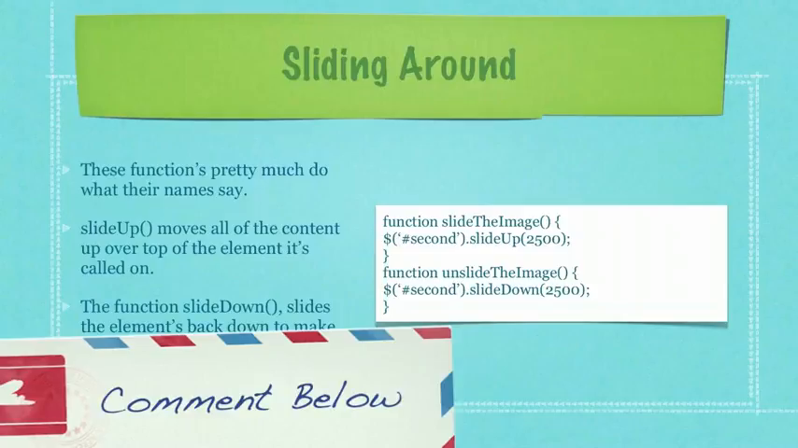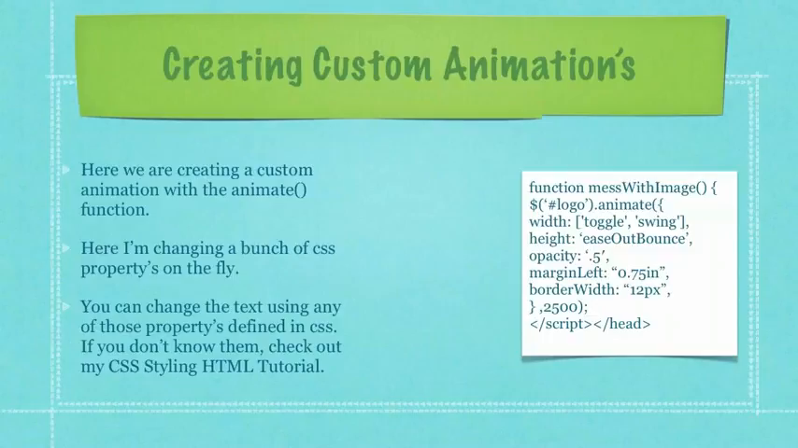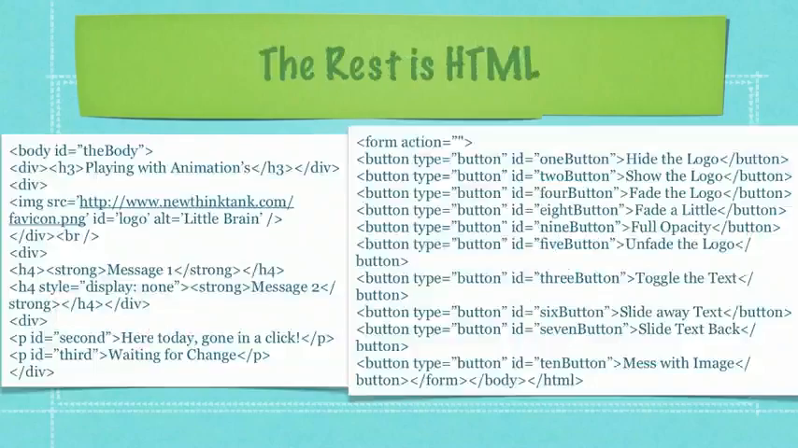slideUp moves all of the content up over the element that it is called on, and the function slideDown slides the elements back down to make room for the element slideDown was called on. Here we're creating a custom animation with the animate function. Here I'm changing a bunch of CSS properties on the fly. You can change the text using any of those properties defined in CSS. And if you don't know them, check out my CSS styling HTML tutorial. And you can see here the rest of the HTML code that goes into creating this animation web page.